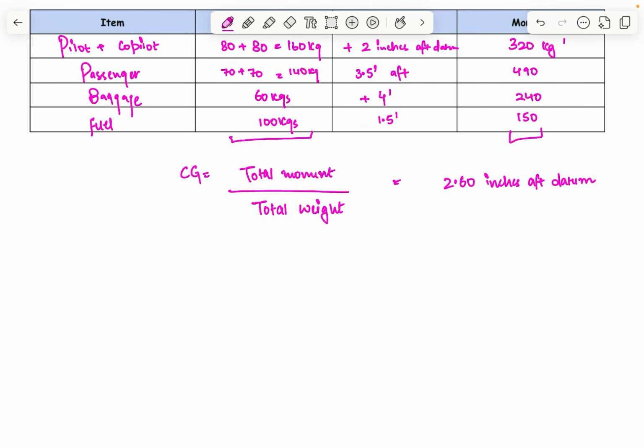Suppose the manufacturer has provided a CG envelope from 2.4 inches to 3 inches aft datum. Hence, in this case, our CG lies within the limit and our aircraft is mass balanced.